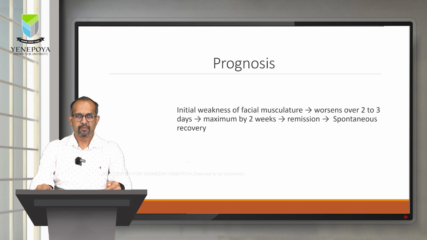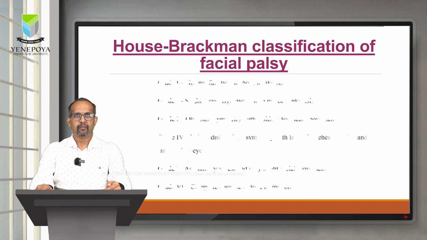The prognosis of Bell's palsy is not that difficult to understand because it is spontaneous, with spontaneous recovery in most of the cases. Initial weakness of the facial musculature is seen, which worsens over 2 to 3 days and becomes maximum by 2 weeks, and then gradually starts remission, with spontaneous recovery seen after 3 to 4 weeks.